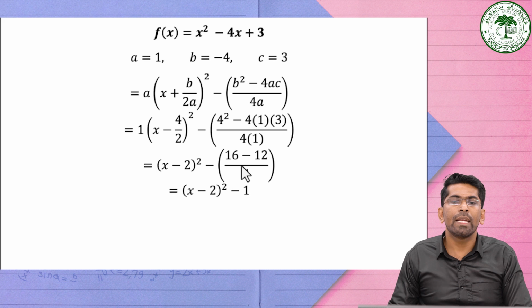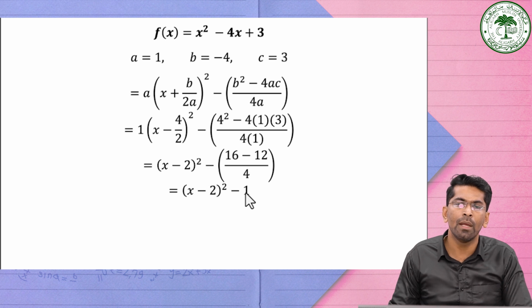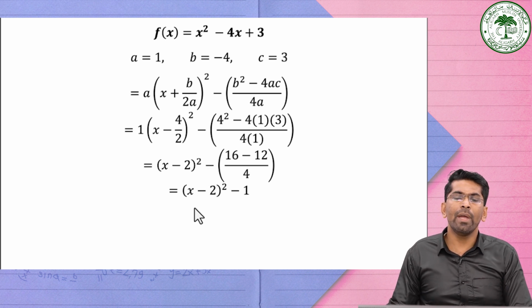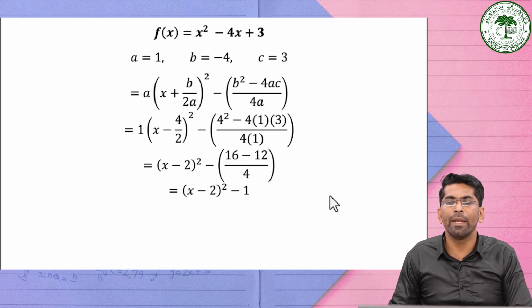So here we can simplify again: (x minus 2) whole square minus 16 minus 12, which is equal to 4, divided by 4, which is equal to 1. So we have a minus sign here, so it will be minus 1. So we have (x minus 2) whole square minus 1.